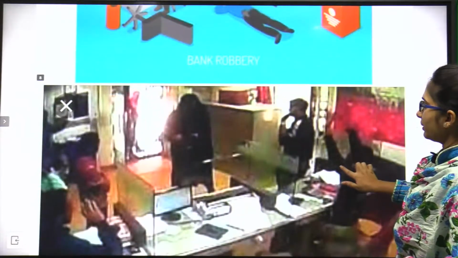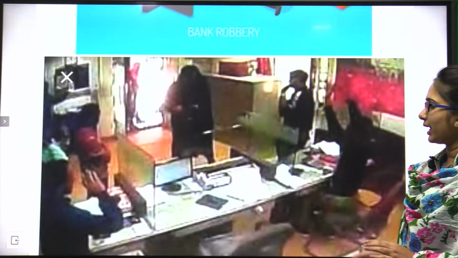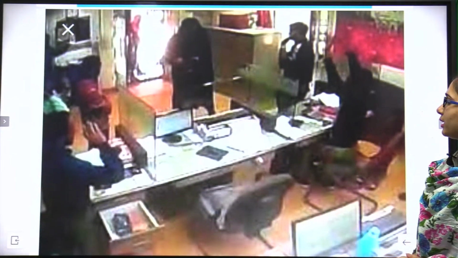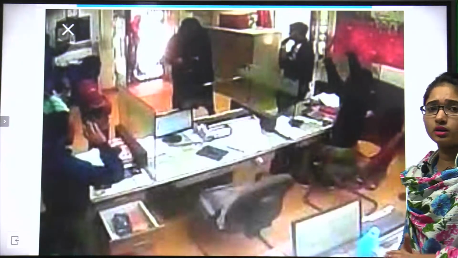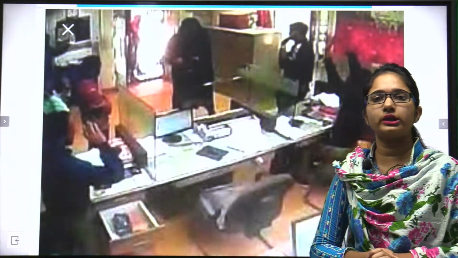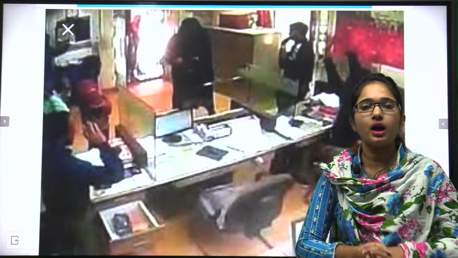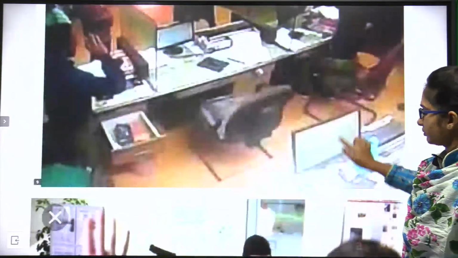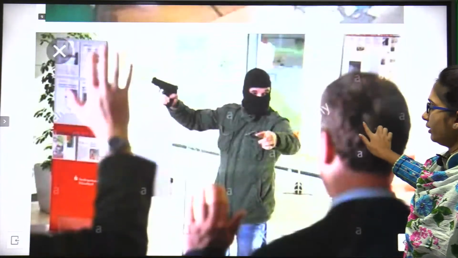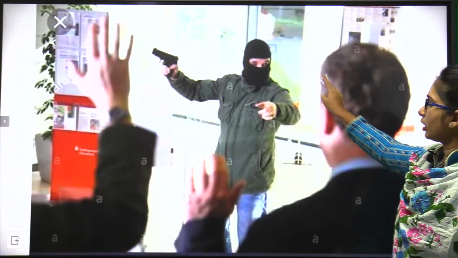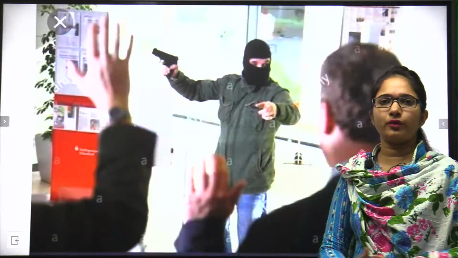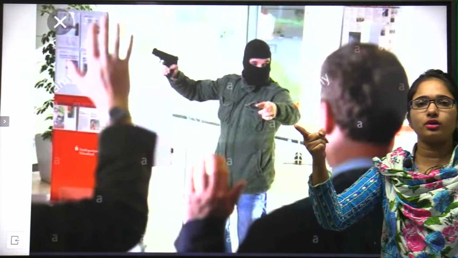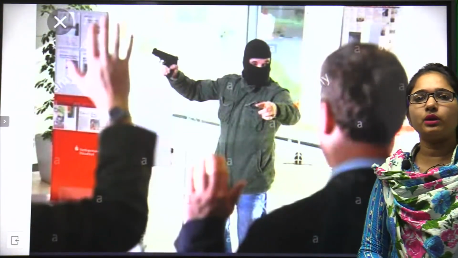Now you can see one more image. It is taken from a CCTV camera, a live image of the bank robbery. You can see the faces of the robbers or dacoits caught in the CCTV camera, and through this the police have arrested them. See, one more image. This is the dacoit. He has come with his full face covered. He had a pistol in his hand and was pointing it towards the manager, asking him to give all the money he has.